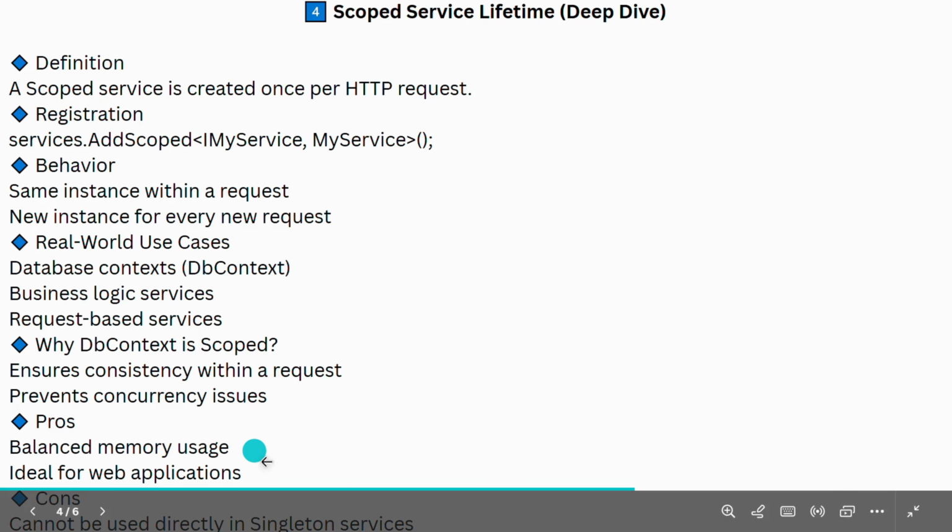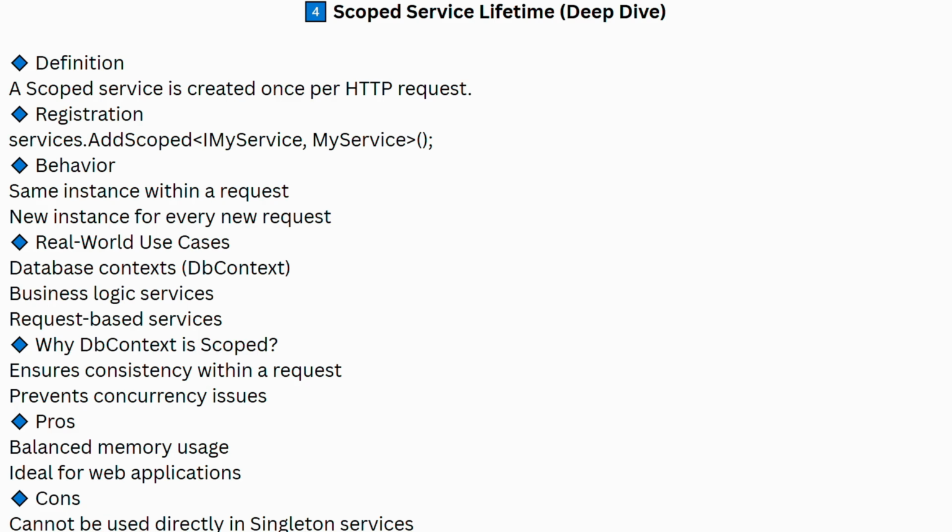Ideal for web applications, which work on a client and server basis. So it is ideal that multiple HTTP requests refer to multiple instances of a particular service. Cons: it cannot be used directly in a singleton service. So if any service is a singleton, you cannot use any kind of scoped or transient service. A singleton service can only inject singleton services.